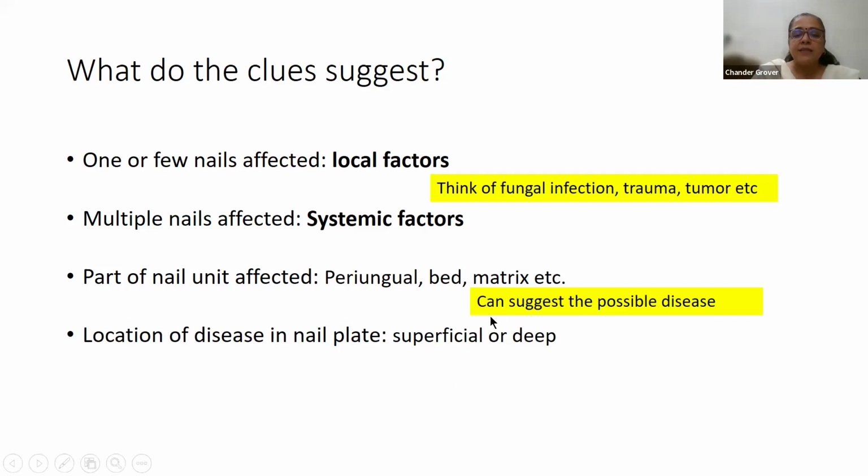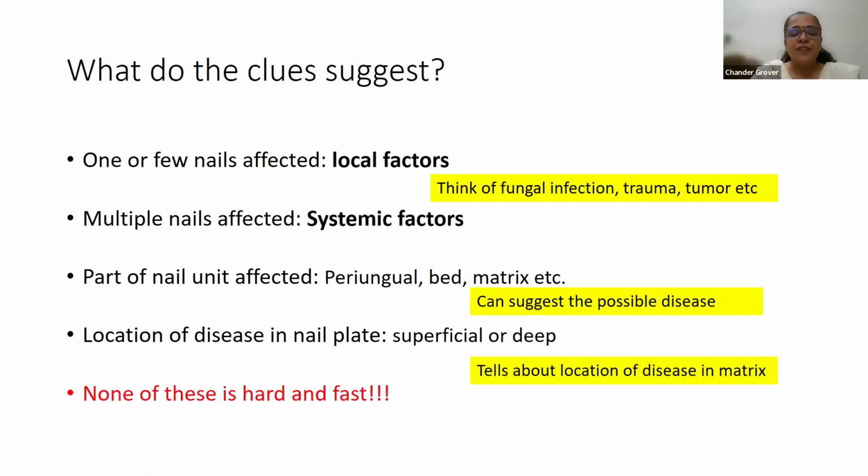So the same parakeratosis, when it is on the surface, is going to show up as a pit. Whereas if it is being produced because of an inflammation in the distal matrix, it is going to show up as a leukonychia, which is present deep. And then it is going to suggest a different cause to you. But none of these is hard and fast. Keep that also in mind.